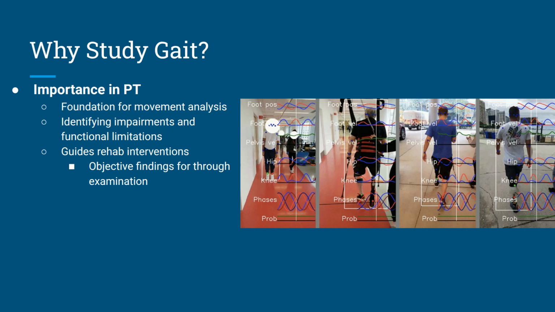Why study gait? Gait is one of the most complex functional tasks humans perform. It requires coordination between the nervous system, musculoskeletal system, and cardiovascular system. From a physical therapy standpoint, gait tells us about strength, mobility, balance, confidence, pain tolerance, and endurance. Many impairments reveal themselves during walking long before they appear in isolated testing.